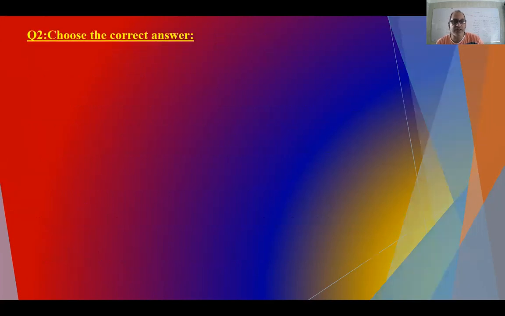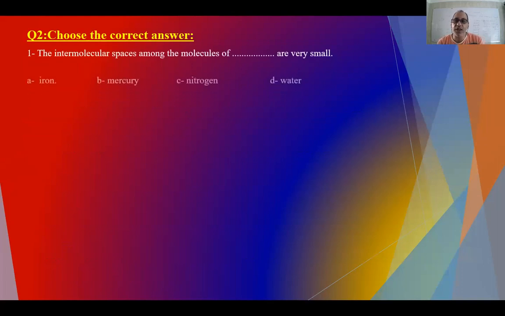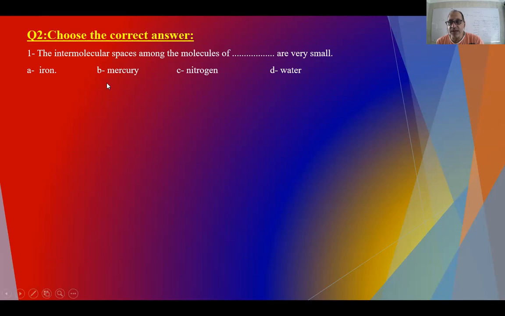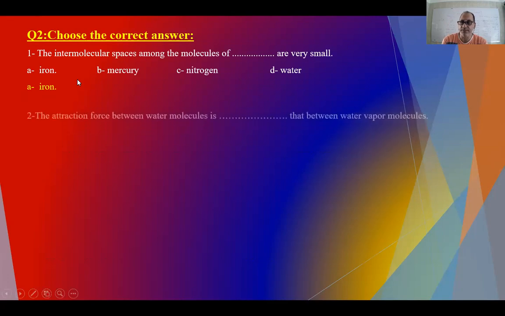Choose the correct answer. The intermolecular spaces among the molecules of dot are very small. Very small intermolecular spaces, so I'm talking about solid, liquid or gas. It must be solid. Here iron is solid, mercury is liquid, nitrogen is gas, and water is also liquid. The only solid here is iron, so the answer is going to be iron.